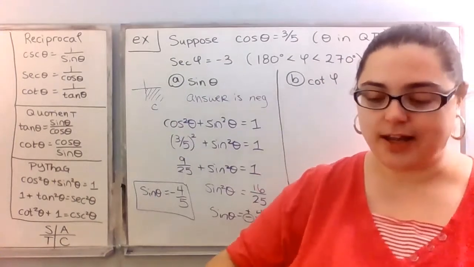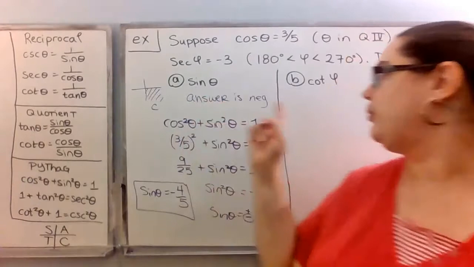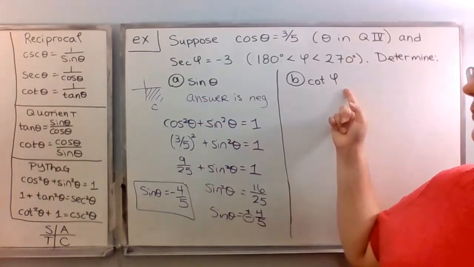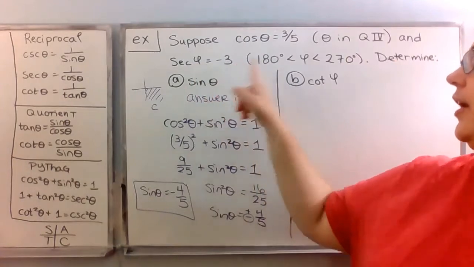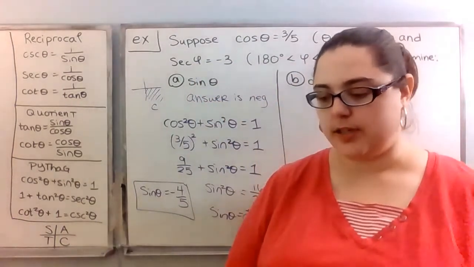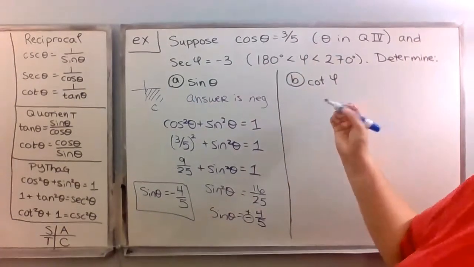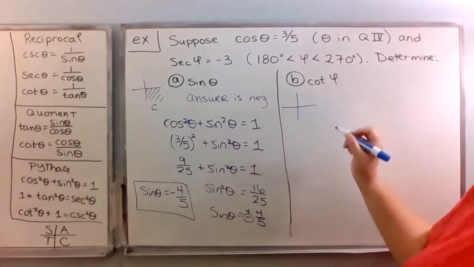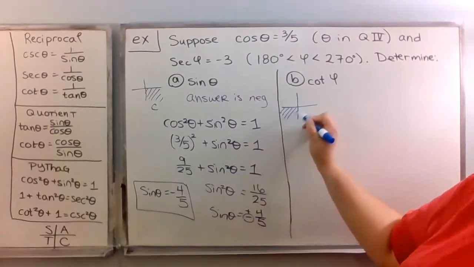All right, so let's go ahead and do the next one. The next one, we want to find cotangent of phi. We know that secant of phi is -3, and we know where phi is living. So let's draw out where this is first. We're between 180 and 270, so we're over here.